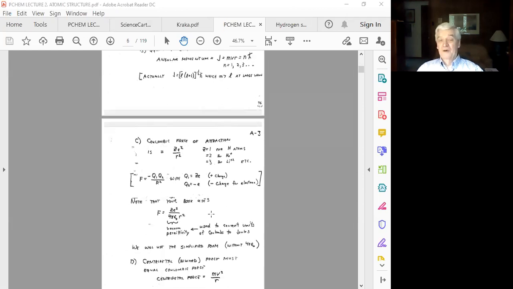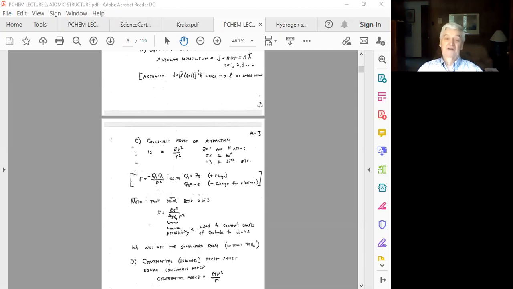Okay, well, part C is correct. Bohr said the Coulombic force of attraction is this. So just as a reminder, what you learned in physics, the force of attraction is the product of the charges divided by the square of the distance between them.